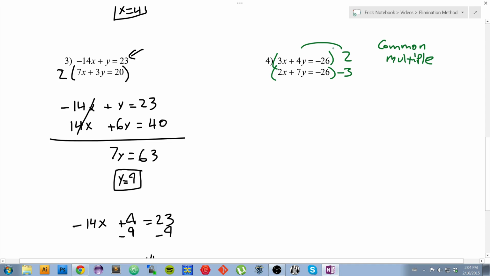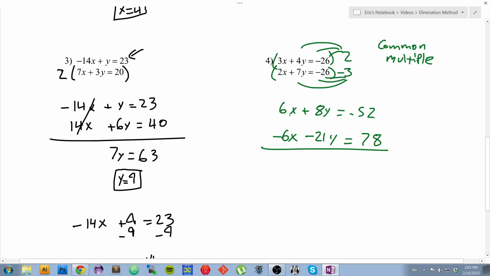So on top, I'm going to distribute by 2. 6x plus 8y equals negative 52. On the bottom, I'm going to distribute by minus 3. Minus 6x, yes, minus 21y equals, alright, now we got to multiply this by 3, negative times negative, that's going to be 78. There you go.